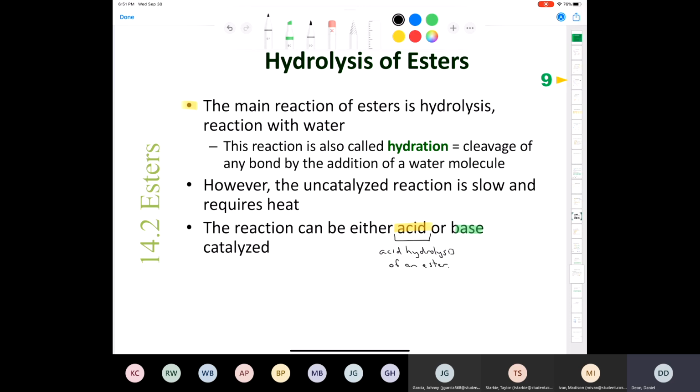The base hydrolysis of an ester has a sassy name that you've got to know. It's called saponification. So again, to reiterate, when we bust apart, or smash, or break apart, or hydrolyze, whatever you want to call it, an ester in acid, we just call it acid hydrolysis of an ester. But when we do it in base, it's got this cool name, which is called saponification.